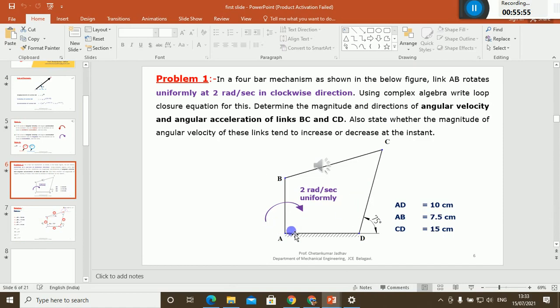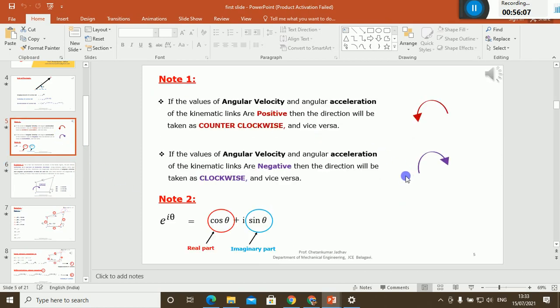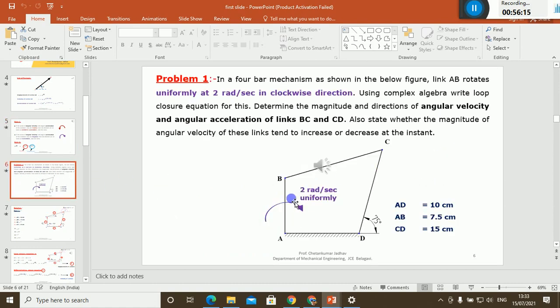Yeah, this is the first link, second, third, and fourth. Correct? So this is omega 2. Omega 1 is 0 because it is a fixed one. Omega 2 is clockwise. As I said, if the angular velocity is clockwise, take it as a negative. If the acceleration is also clockwise, take it as a negative. Since the angular velocity of the second link is in a clockwise direction, omega 2 becomes negative.